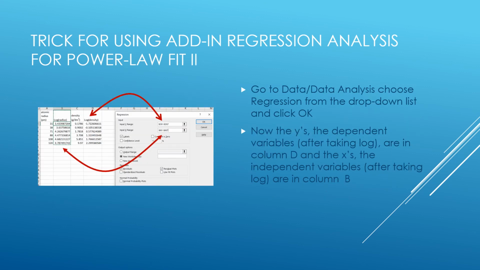So on the menu in the middle, we click on Data, then we click on Data Analysis over on the right. Choose Regression from the drop-down list and click OK. In the dialog box, the y's, the dependent variables, after taking the logarithm, are in column D. And the x's, the independent variables, again after taking the log, are in column B.